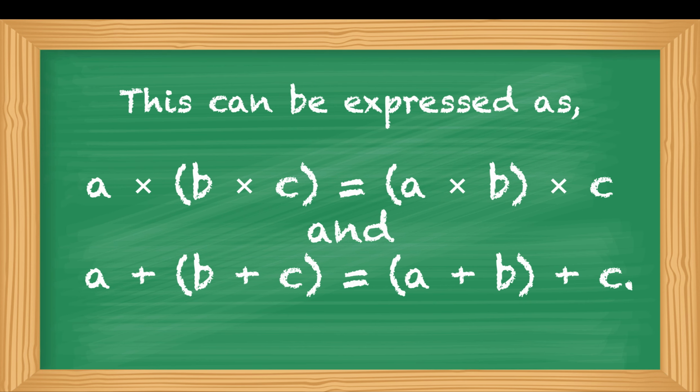They must be equal. The same goes for addition. So if we were to add A plus open bracket B plus C close bracket, and we regroup what we have, we can say open bracket A plus B close bracket plus C. However we group them, once we're adding and multiplying, our sum or our product should be the same.